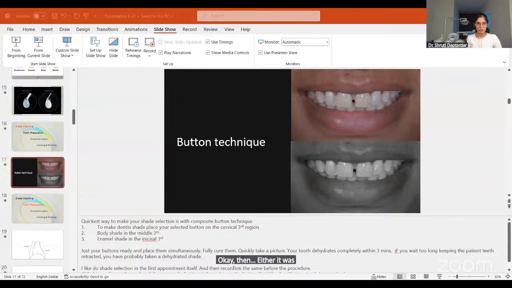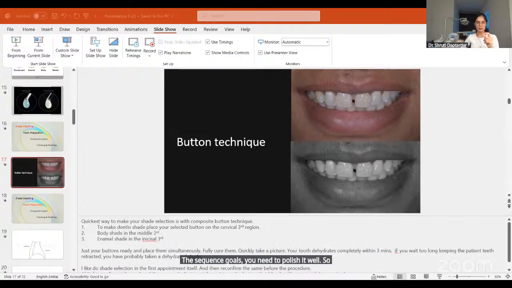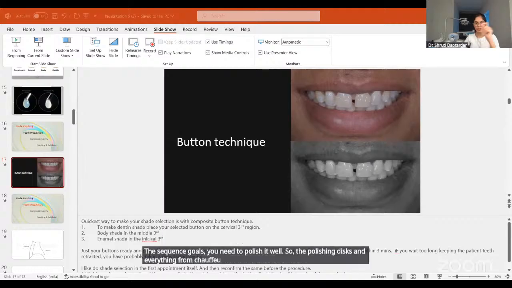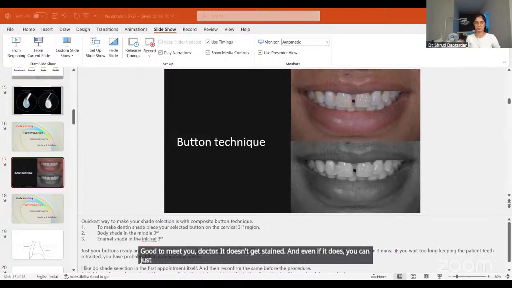Either it was not polished really well, because of which your superficial composite has been stained. Whenever we are using the sequence, you need to polish it well. The polishing discs and everything from Shofu could have been the finishing step, which is why you are left with a matte surface. Whatever matte surface there is, the stain will stick to it. So you remove the superficial layer, and you need something like rubber polishers to give that gloss. Once you have polished with the rubber polishers, nothing sticks. It doesn't get stained. And even if it does, you can just repolish it.